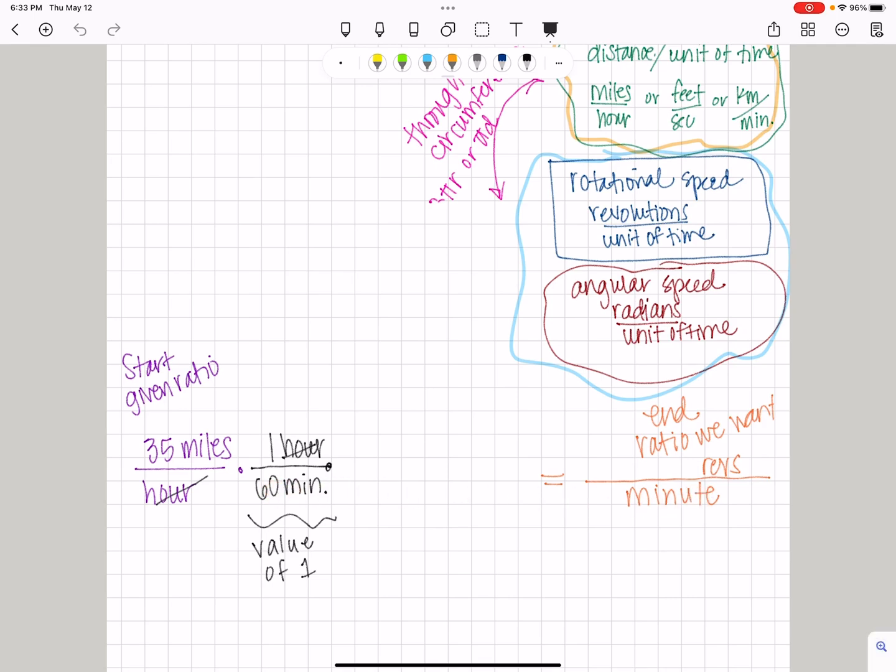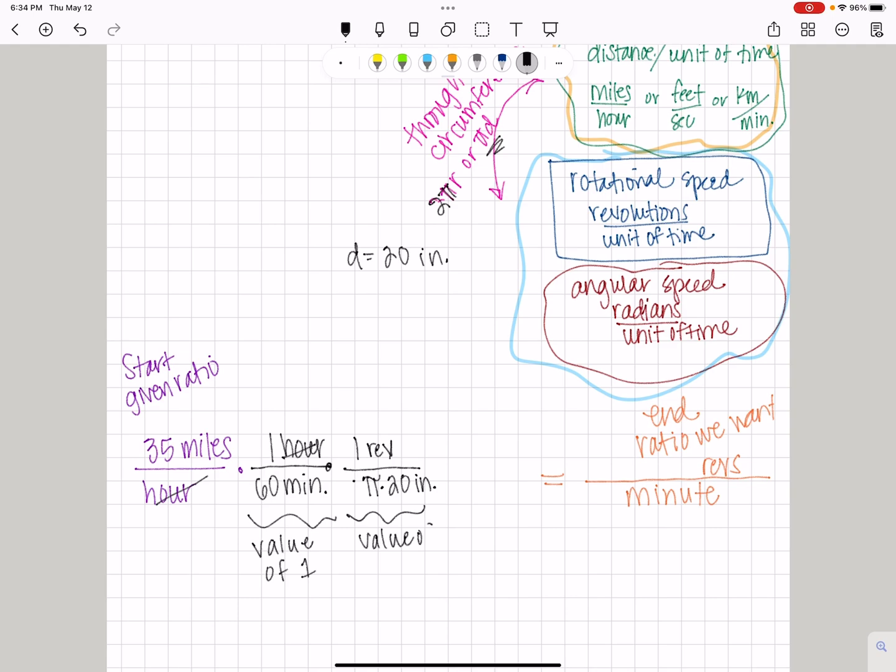Now we need to convert miles to revolutions. So remember, every revolution is going to be 1 circumference. So 1 revolution is going to be 1 circumference, and 1 circumference is 2 pi r or pi d. And since they gave me the diameter is 20 inches, I'm going to use pi d. So pi times 20 inches. And don't forget your label of inches. Nothing's canceling out, right? So I've got my revolutions in the numerator, but now I've got miles and revolutions and inches. So I need to get rid of this, and this right here is a value of 1.